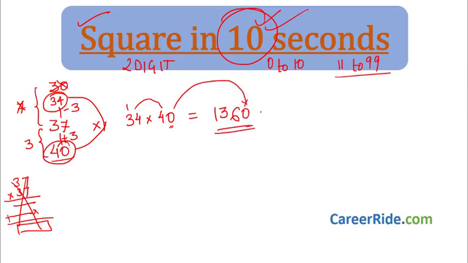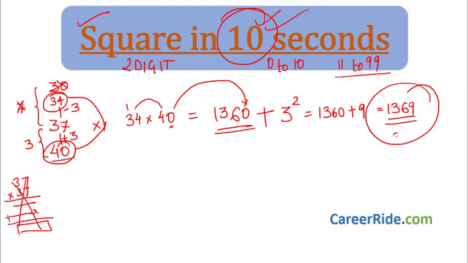1360. Now here we added 3 and subtracted 3, so take the square of 3. 1360 plus 3 square, which is 9, you will get 1369. Yes, you can check on your calculators. This is 37 square, right?